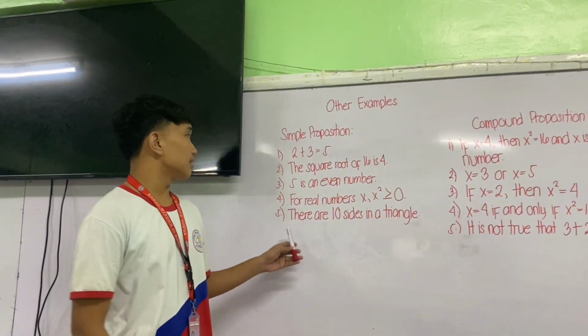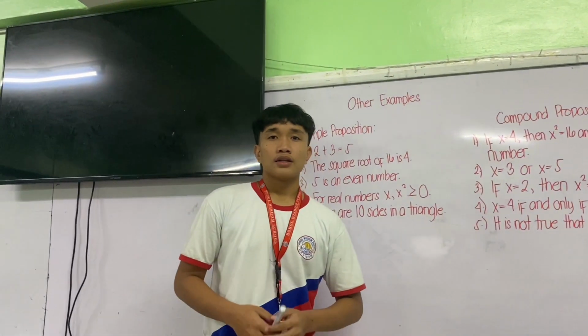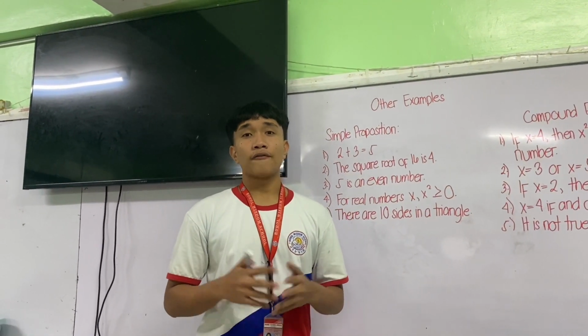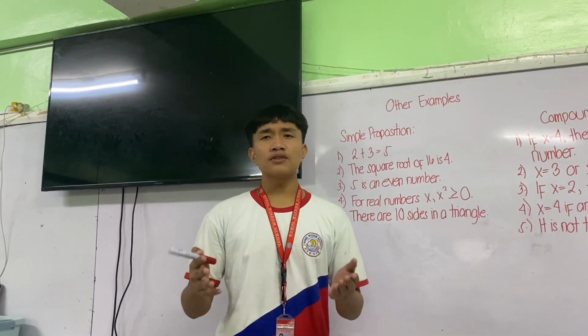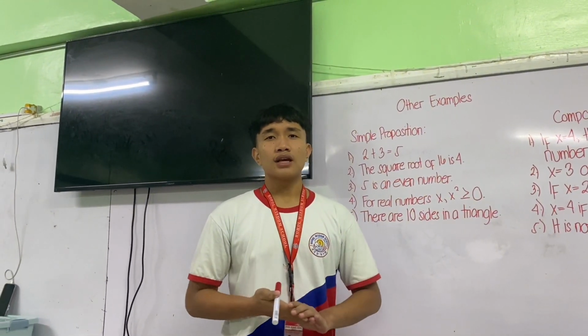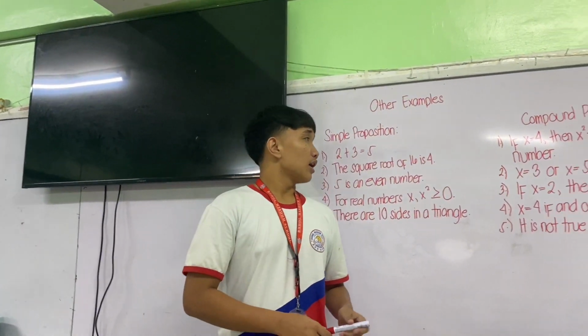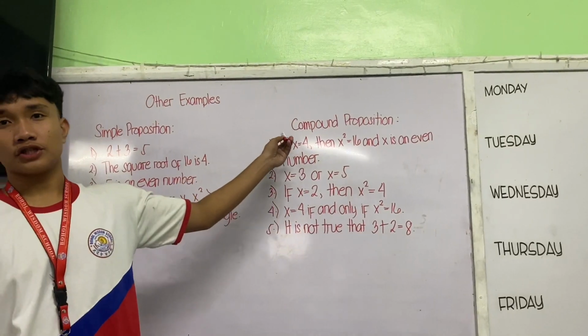So the last one in simple propositions is, there are 10 sides in a triangle. So the truth value is false. The explanation is, this is false because a triangle always has 3 sides. A statement claiming there are 10 sides in a triangle is incorrect. So let's dive into compound propositions.